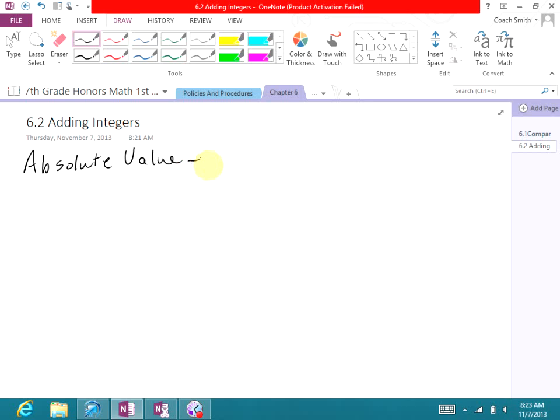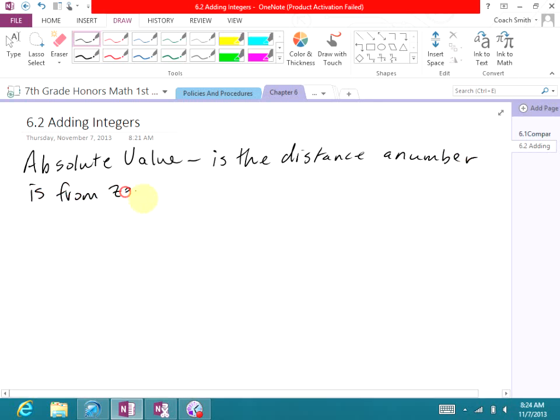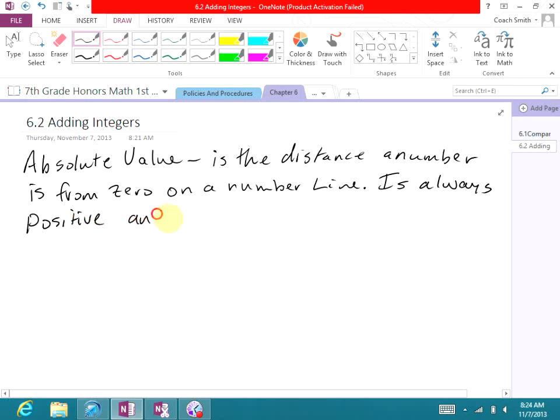Okay, the absolute value is the distance a number is from zero on a number line. Okay, absolute value is always positive, and it is denoted by two vertical lines like I've drawn there.